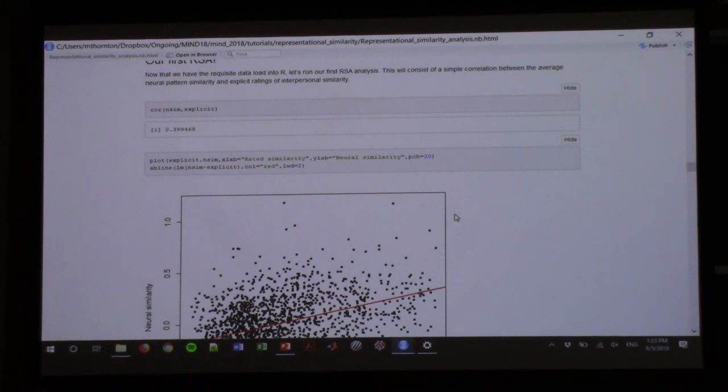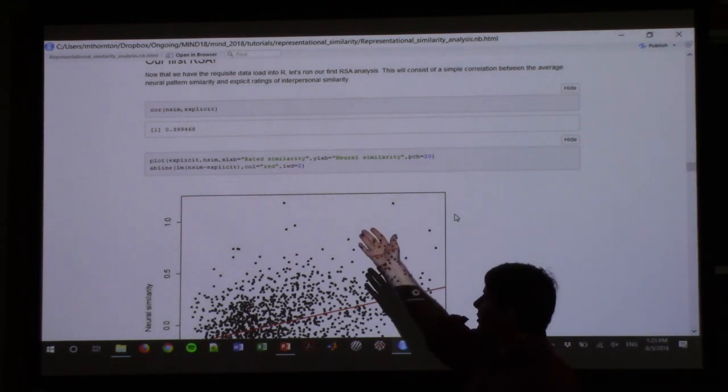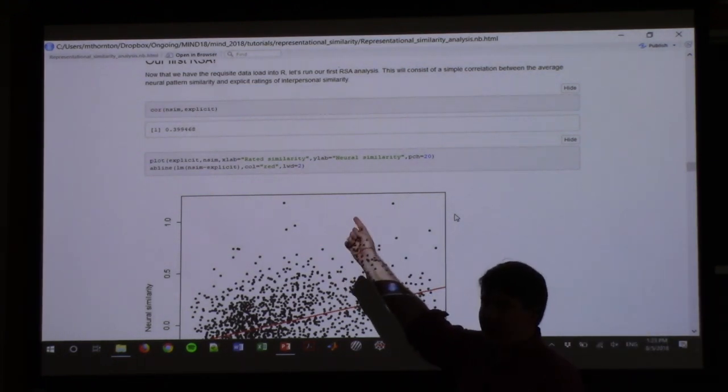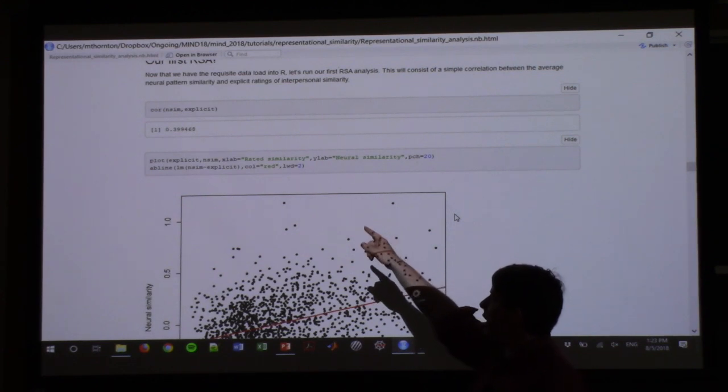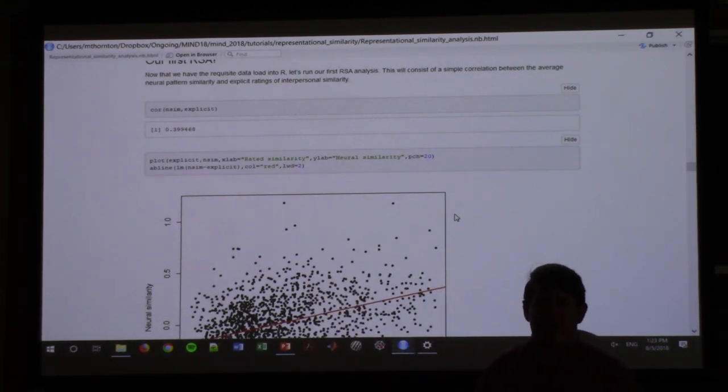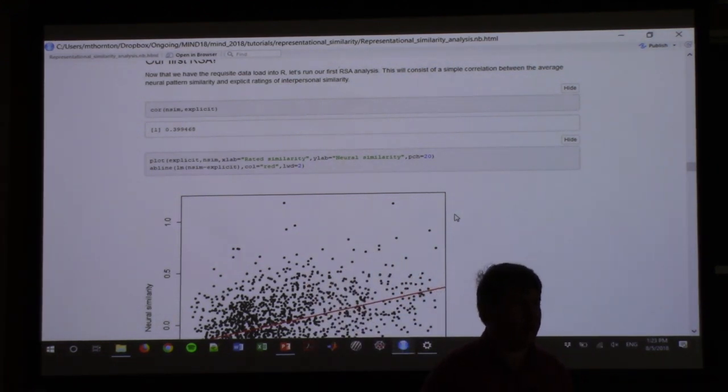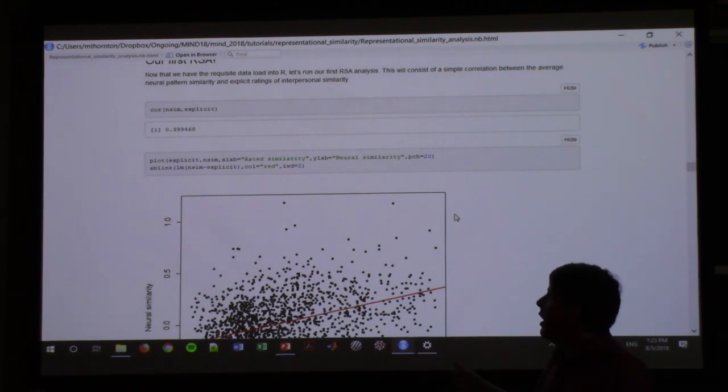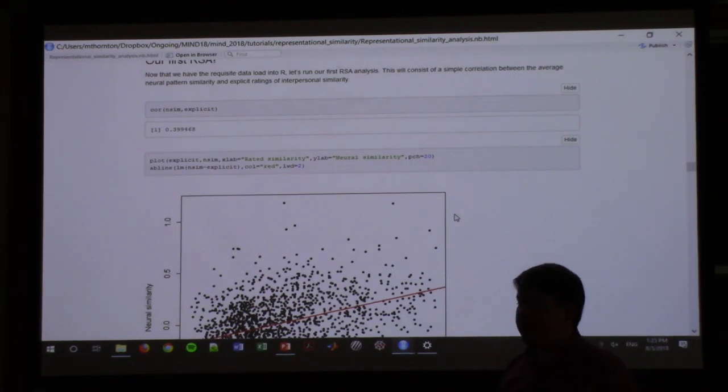So here is our first RSA. It's a pretty simple command in R, and as I imagine it would be in most languages. It's basically just taking the neural similarity matrix, here encoded in NSIM, and correlating that with the explicit similarity matrix. These are judgments of pairwise similarity between these target people from a group of Turkers, and correlating these two things together. And we see that we get a correlation coefficient of about 0.4.